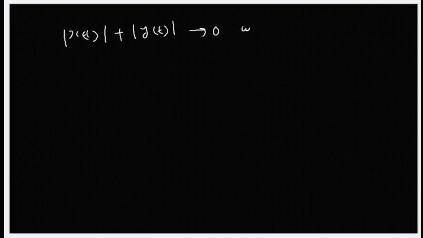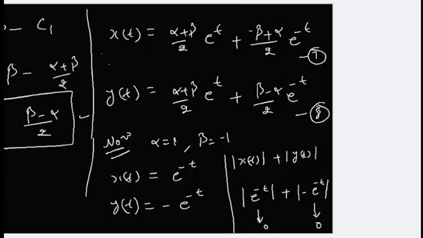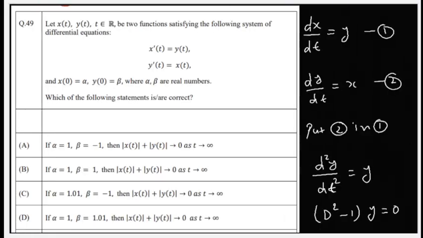So what will the answer be? Modulus of x of t plus modulus of y of t tends to 0 as t tends to infinity. It means our first option is correct. This option A is correct.